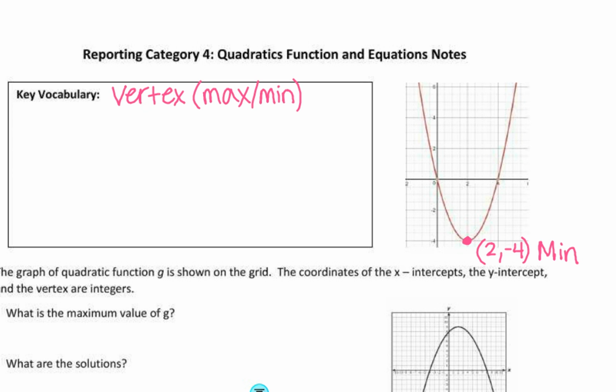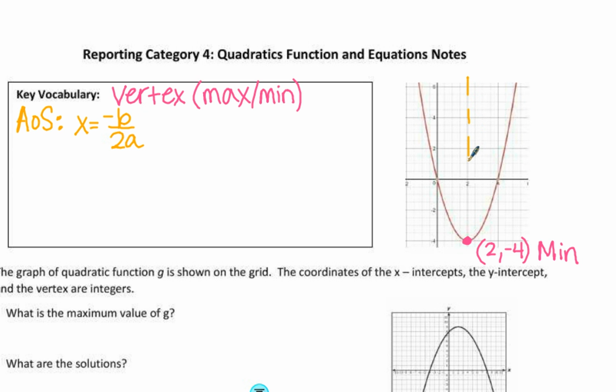Another thing to talk about is our axis of symmetry. Axis of symmetry, I'm going to abbreviate that. Remember, we have a formula that says x is equal to opposite b over 2a. Remember, that's a b, not a 6. So let's look at our axis of symmetry over here.